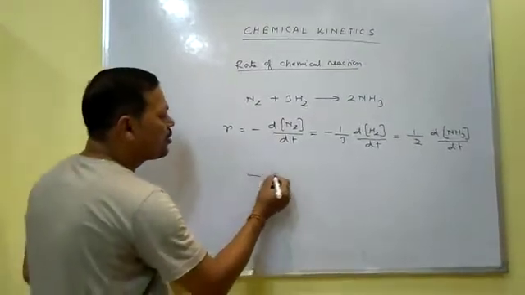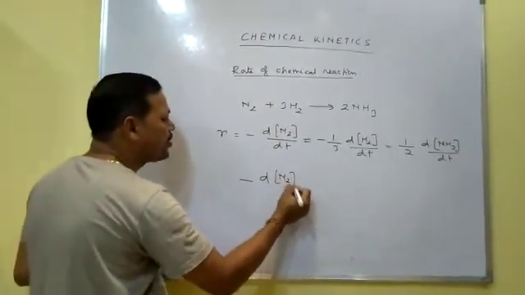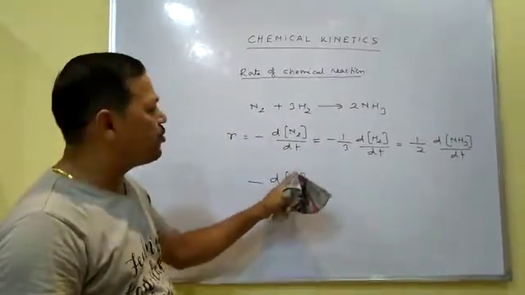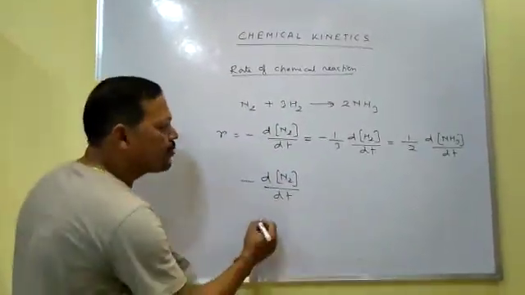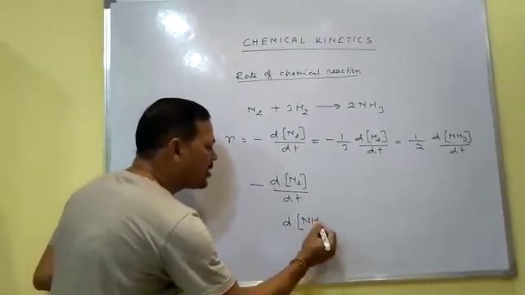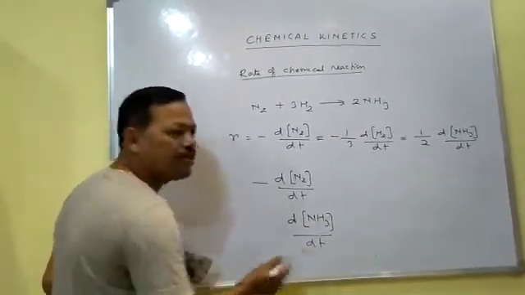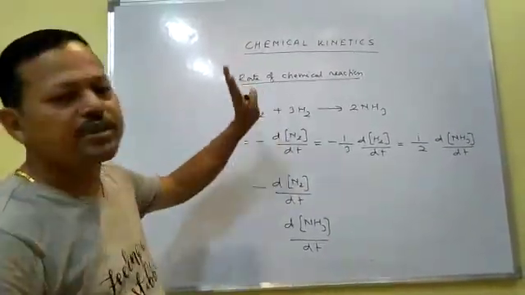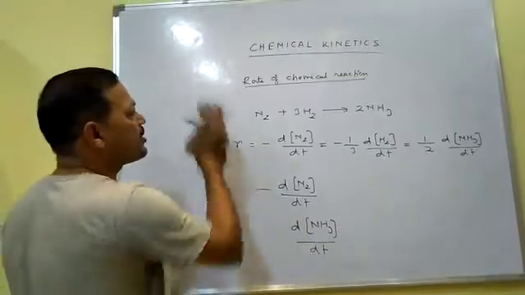What is the meaning of dN2 by dt? This means the rate of disappearance of nitrogen. What is the meaning of dNH3 by dt? This means rate of formation of ammonia. So like this way you can express the rate of a chemical reaction.